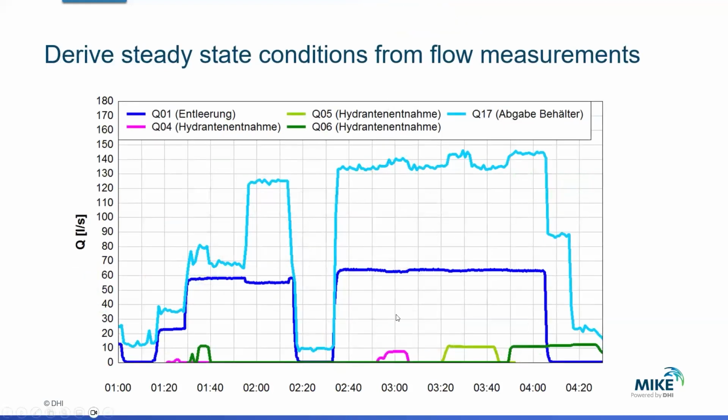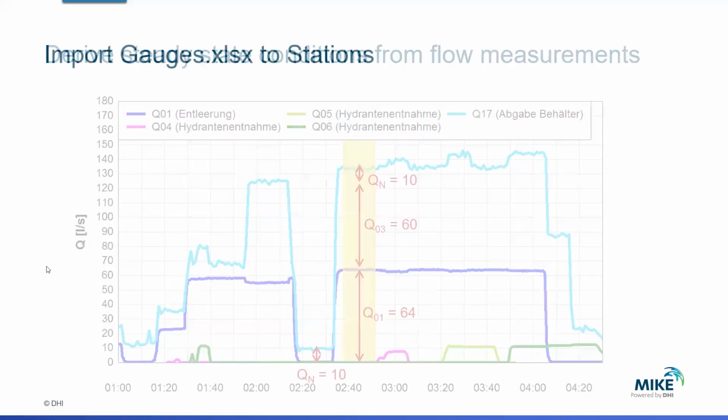This was the measured time series, and what I mean with snapshot calibration is that we look just at this 10 minutes, more or less constant pressures. And we see that one gauge has 64 liters and the night minimum is 10 liters, and the difference must be 60. Yeah, it's not so important. What I want to show is we have measured time series, and we try to get some constant steady state conditions, and then we take the values here as steady state flows or pressures.